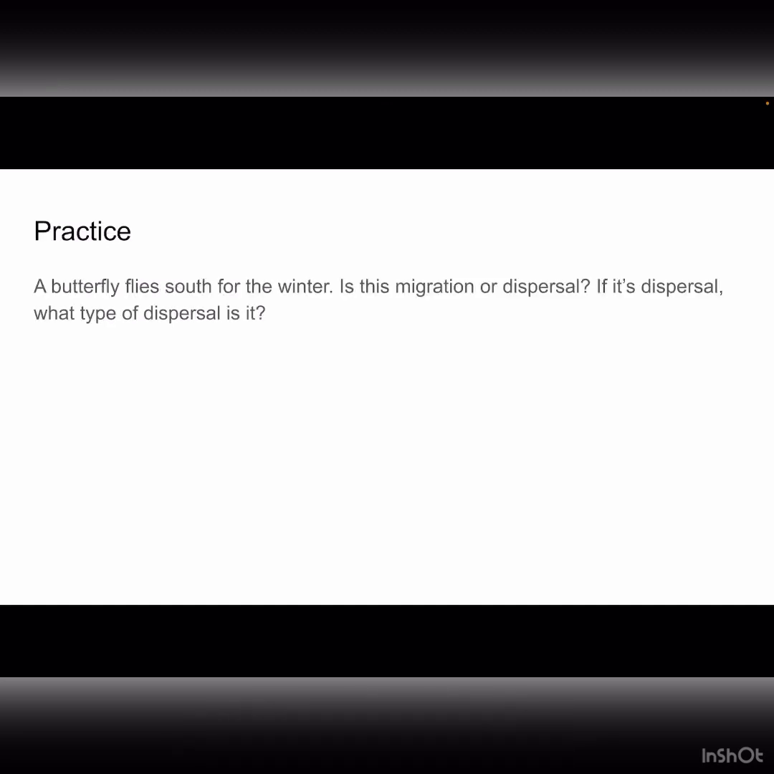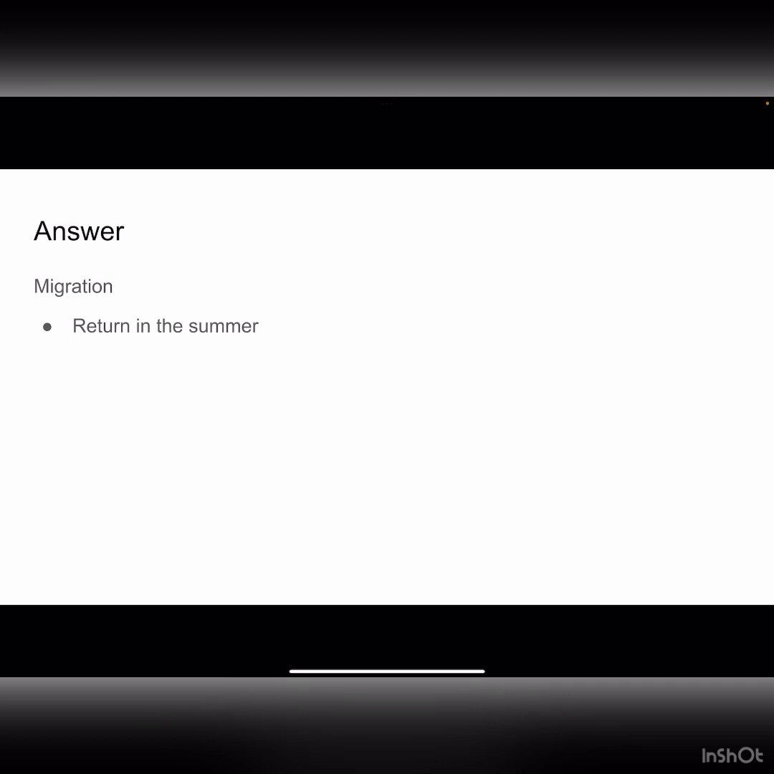A butterfly flies south for the winter. Is this migration or dispersal? If it's dispersal, what type of dispersal is it? It was migration. Notice how the example said for the winter. That indicates that the butterfly at least had the intention to return, and if it returns, then that would make it migration.